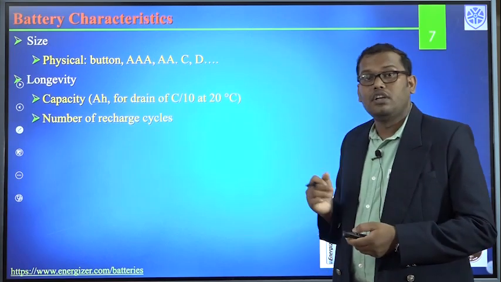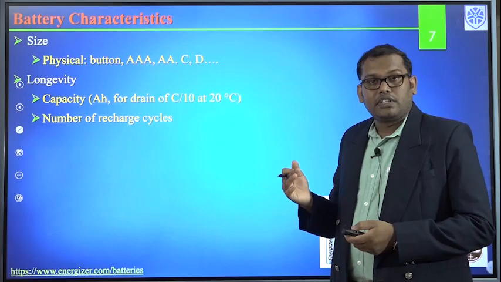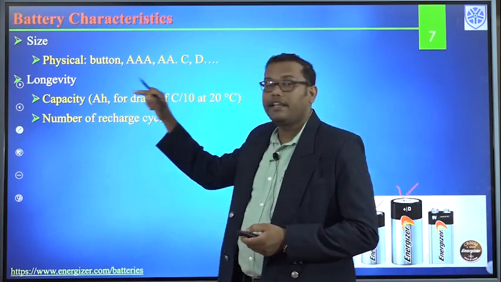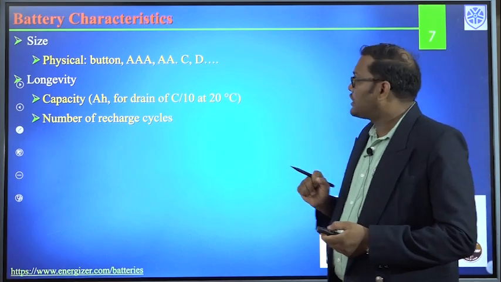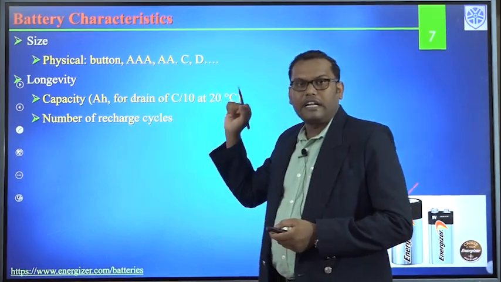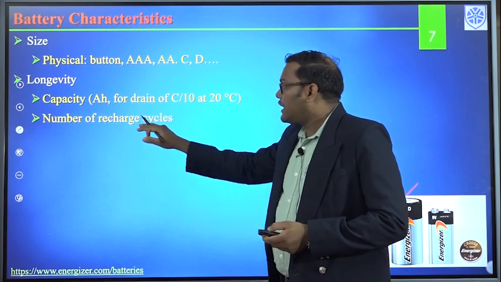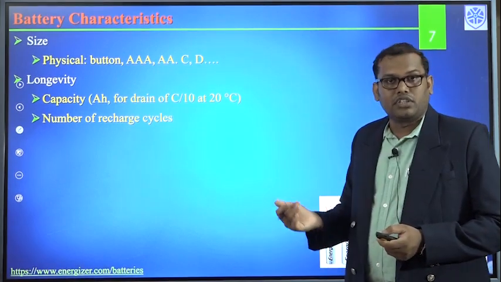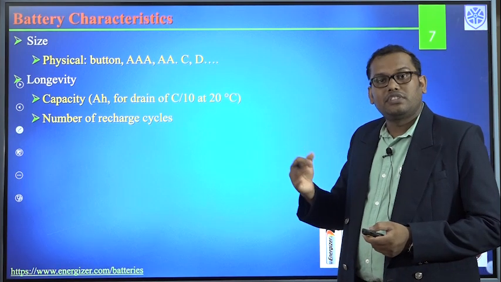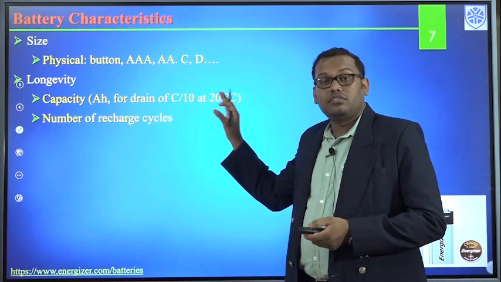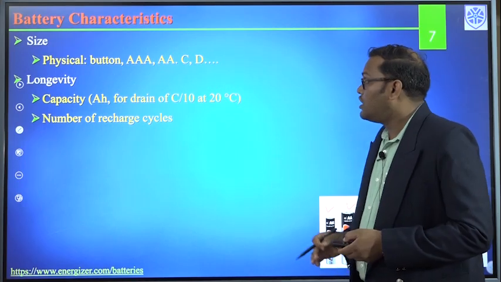The battery should have very high longevity, it should run for a long time. So, how do you define that? It means you must have very high capacity, which is basically the ampere hour, current multiplied by time, which is nothing but called the capacity. And the second aspect of longevity is the number of recharge cycles. So, how many times you can recharge and the battery still goes well. So, that means the battery should run for a longer time.